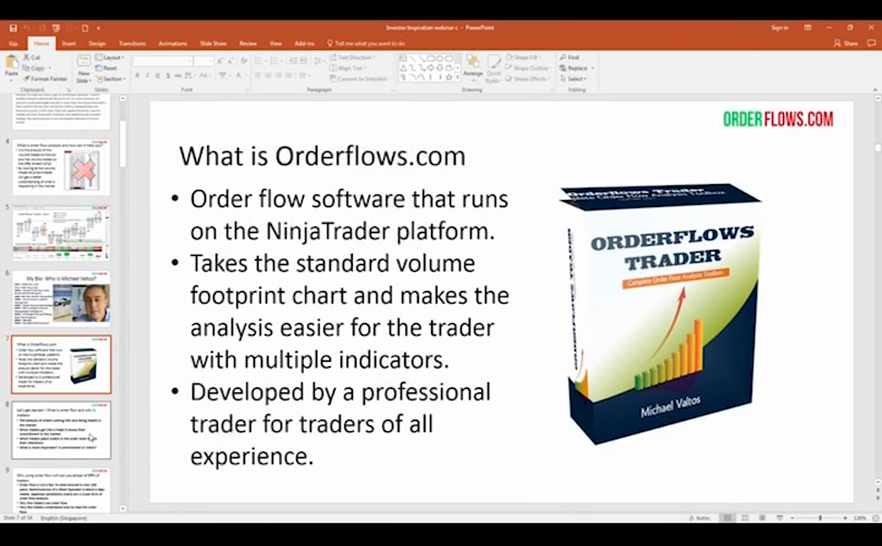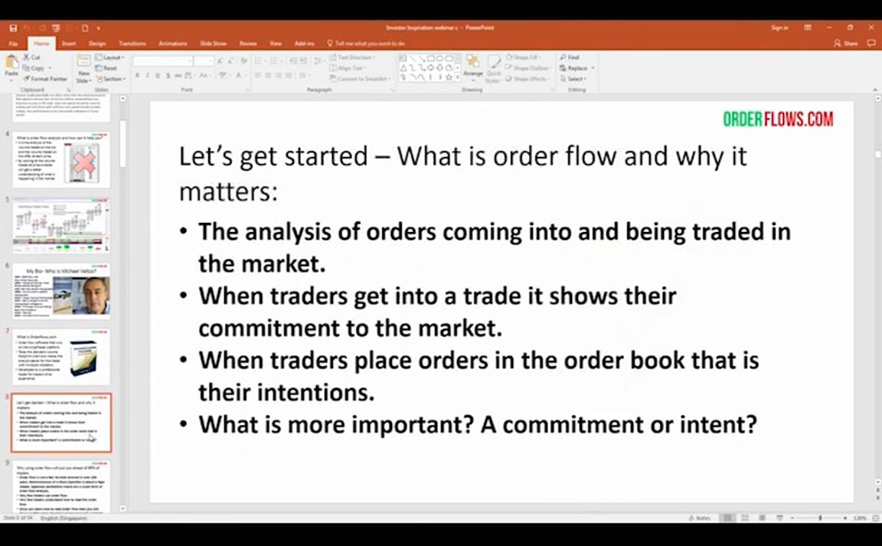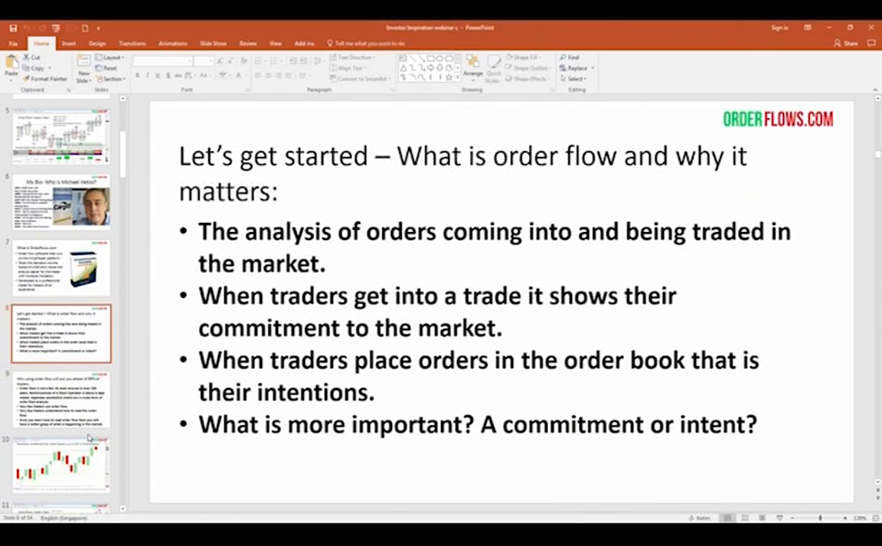And it's developed by me, for traders of all experiences. Whether you're a new trader, whether you're an experienced trader, you can get something of value from order flow. There's many different aspects of order flow that you can use in your trading. I'm not saying you have to use every single aspect of order flow, but you know what? There are some people that have adopted order flow based off of one or two of the concepts of order flow, and it's changed their trading for the better. It helped them become better traders, more profitable traders. So let's get started.